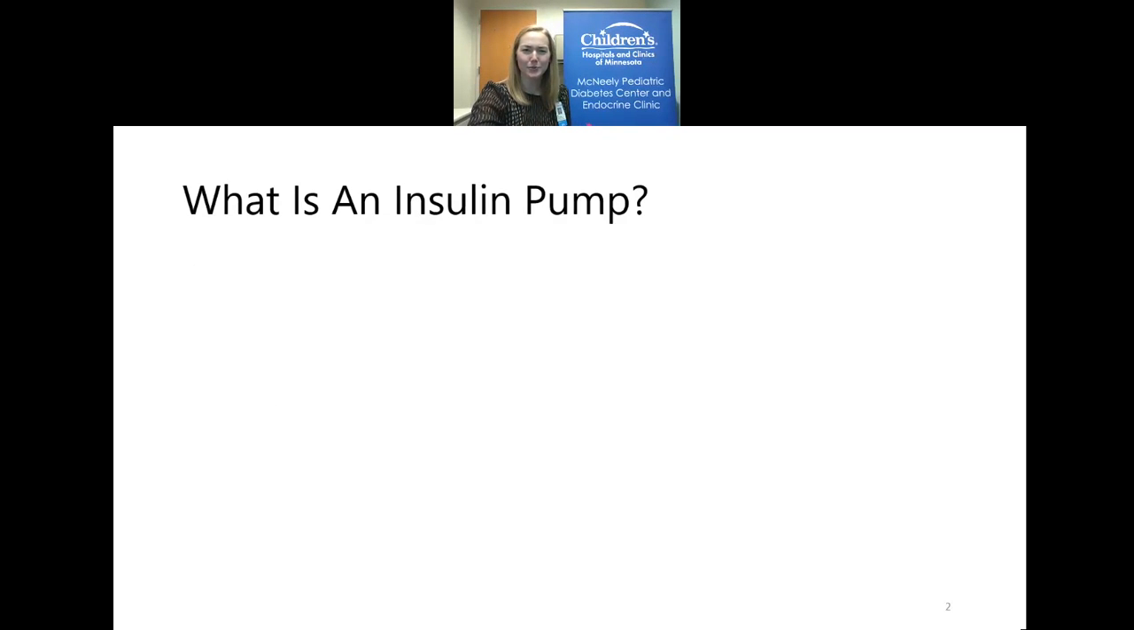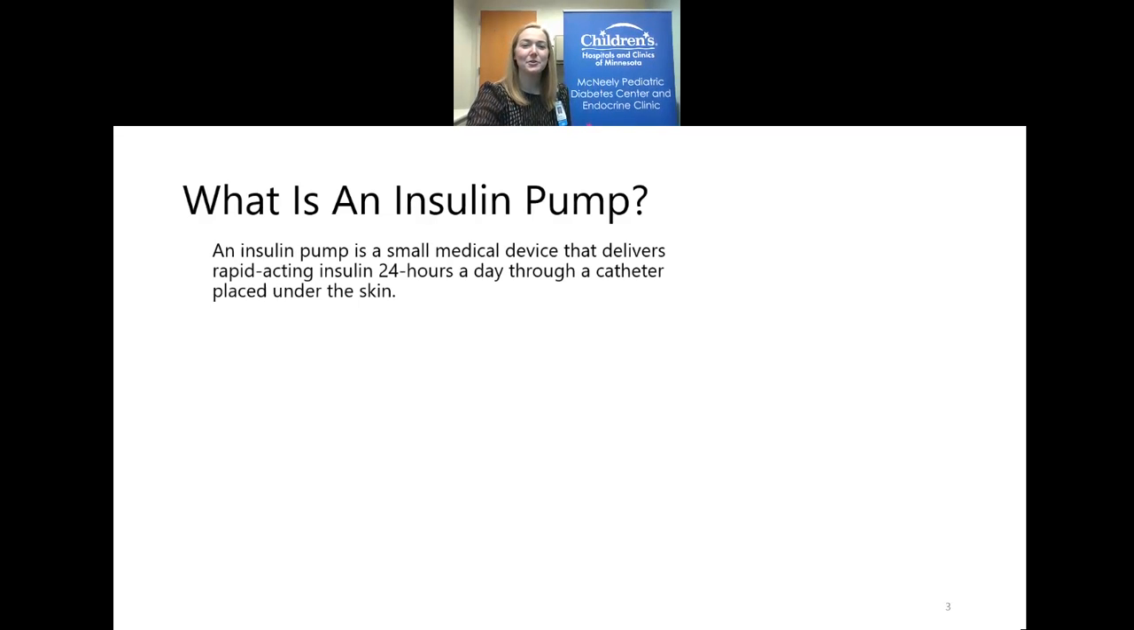So first things first, what even is an insulin pump? Why are we even looking at them? So an insulin pump is a small medical device and it delivers rapid acting insulin 24 hours a day through a small little catheter that's placed under the skin.